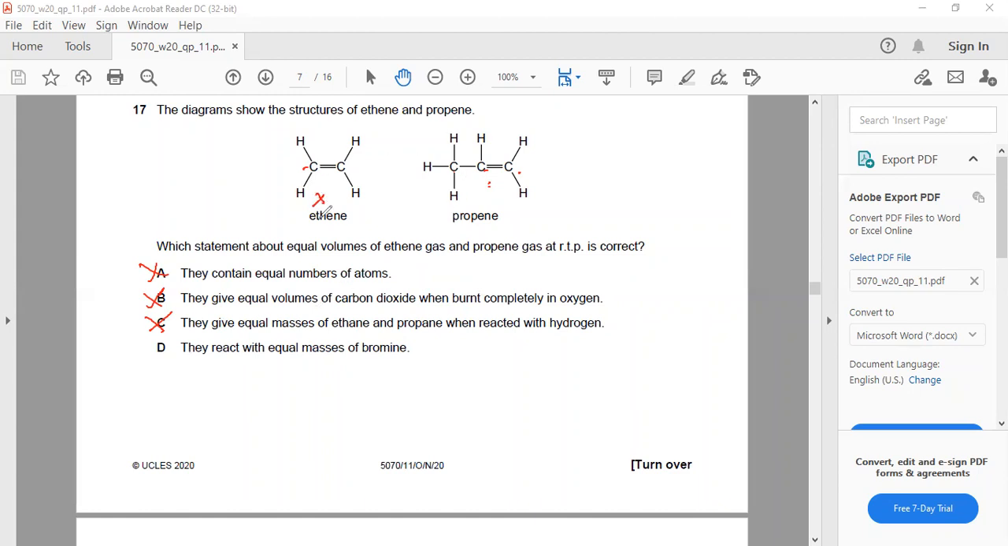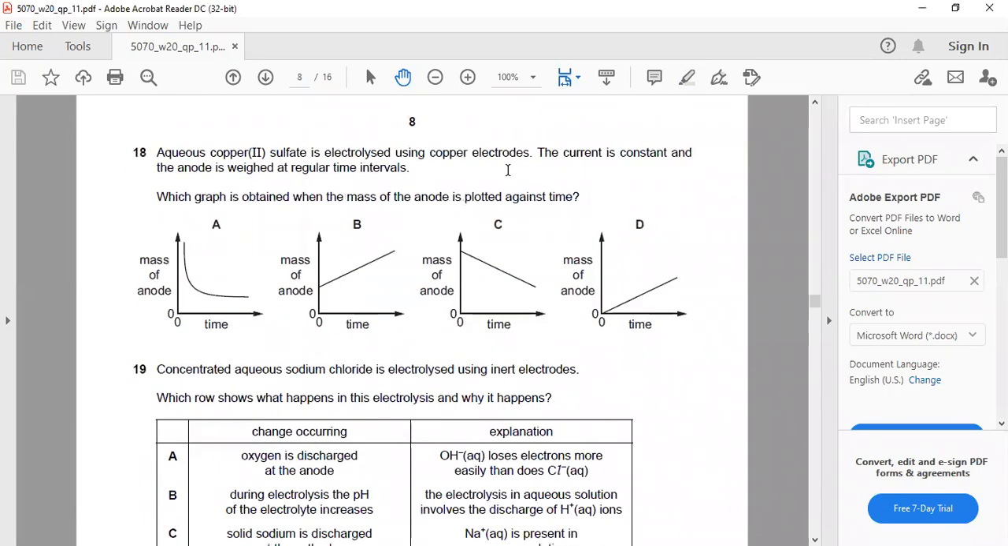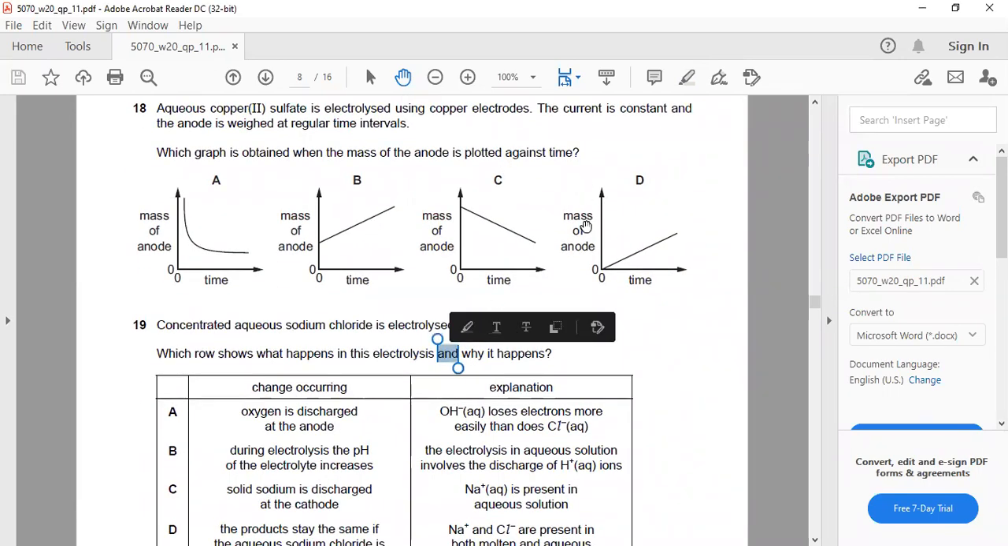Sorry, this one will form ethane by reacting with hydrogen, but not the same mass. It will form the same mole, provided hydrogen is in excess. So obviously D is the answer. They react with equal masses of bromine? They both need 1 mole of bromine because they have one double bond.